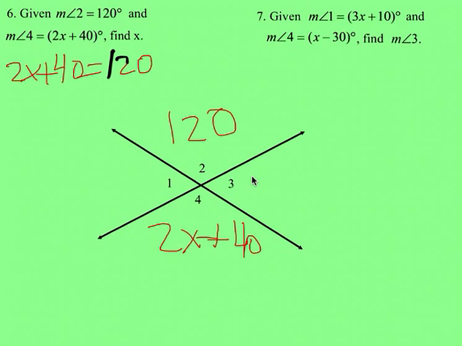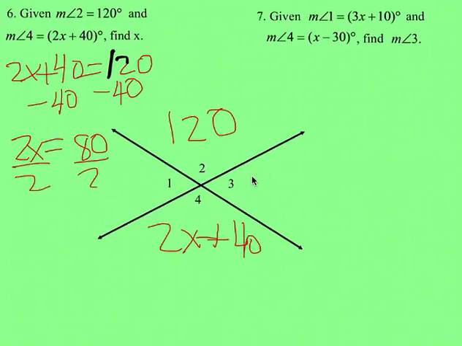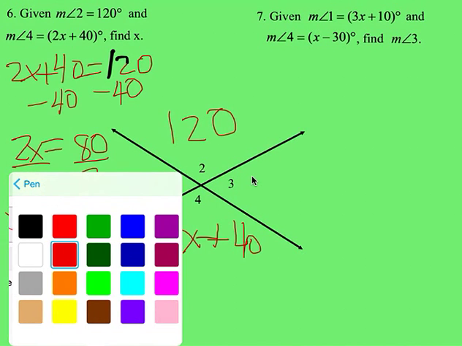So now I'm just going to go solve this for x. So I'm going to start by subtracting 40 from both sides. So then I'm going to get 2x is equal to 120 minus 40, which is going to give me 80. Divide both sides by 2, and I end up getting that x is equal to 40 degrees. Okay? So now we found that one. So let's take a look at this next one over here.